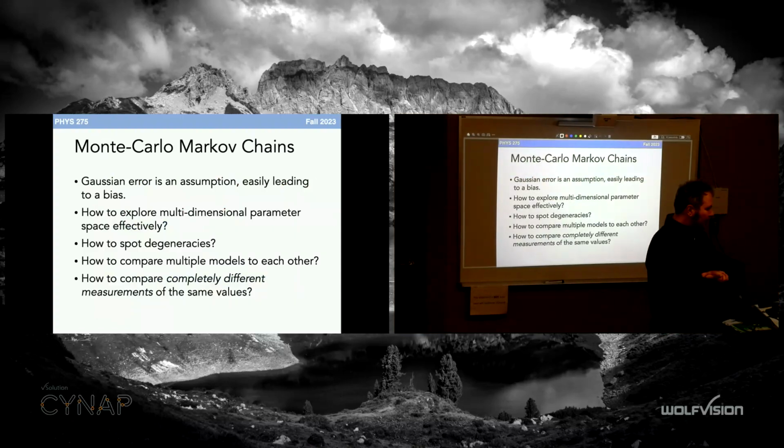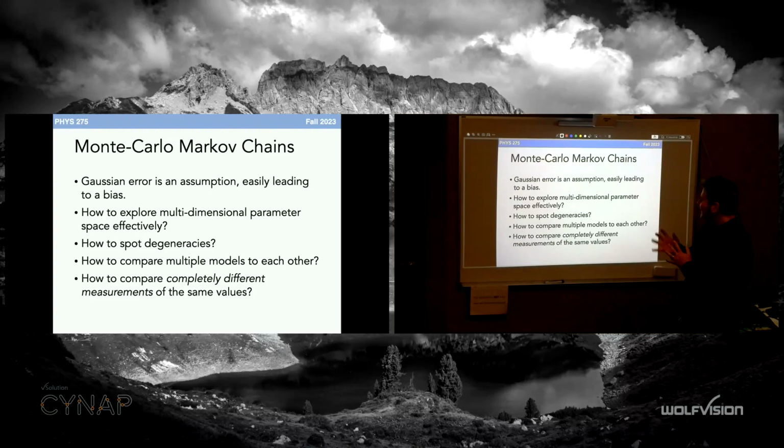So, Markov chain Monte Carlo. Gaussian error is an assumption, easily leading to a small bias. So how do we explore a multidimensional parameter space effectively? How do we spot degeneracies? How do we compare multiple models with each other, especially if models are degenerate?